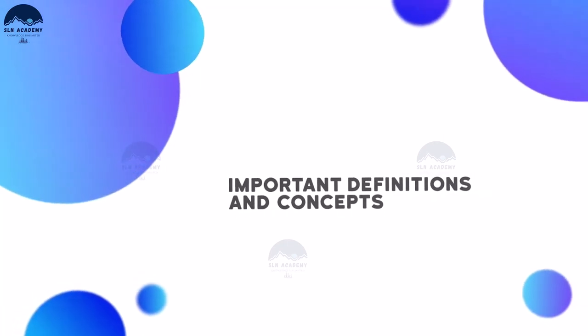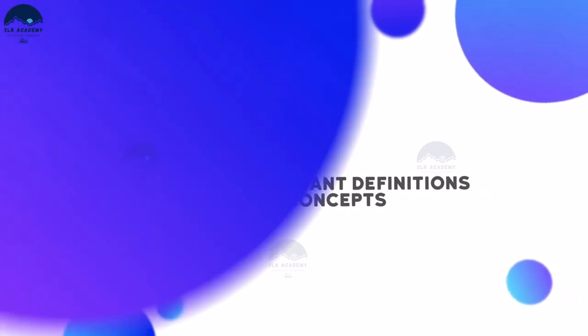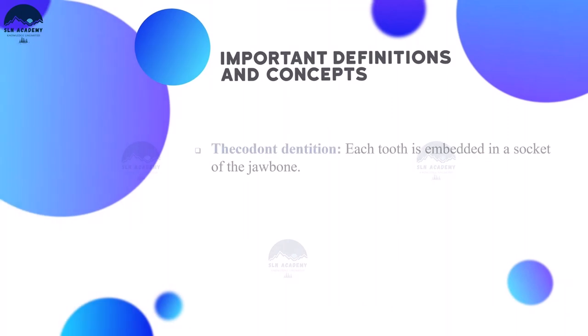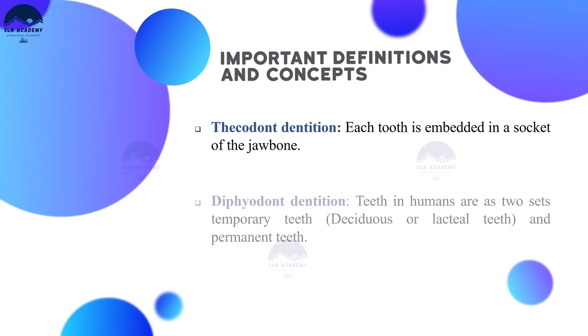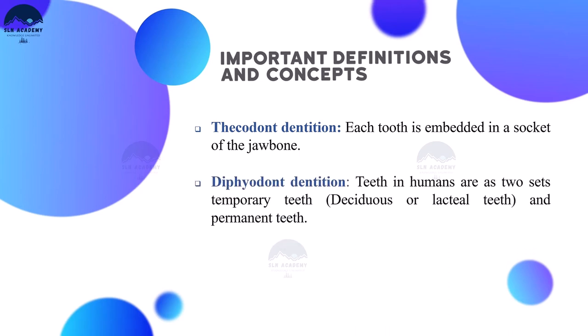Important definitions and concepts. Thecodont dentition. Each tooth is embedded in a socket of the jawbone. Diphyodont dentition means teeth in humans are in two sets. They are temporary teeth and permanent teeth. Heterodont teeth. That means presence of different types of teeth.